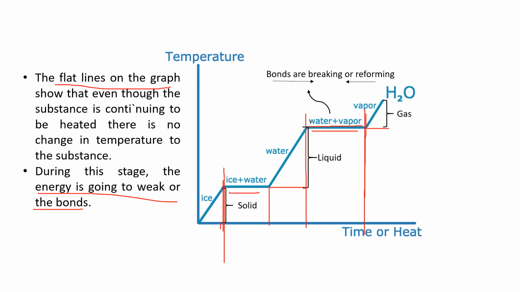This flat line in water plus vapor, the bonds are breaking when heat is added, or when heat is taken out, the bonds are reforming from vapor to water plus vapor. This is called the boiling point or condensation point. When the water is converted from liquid state to vapor state, we can get the boiling point, or if water is cooled down from gaseous state to liquid state, we can get the condensation point.